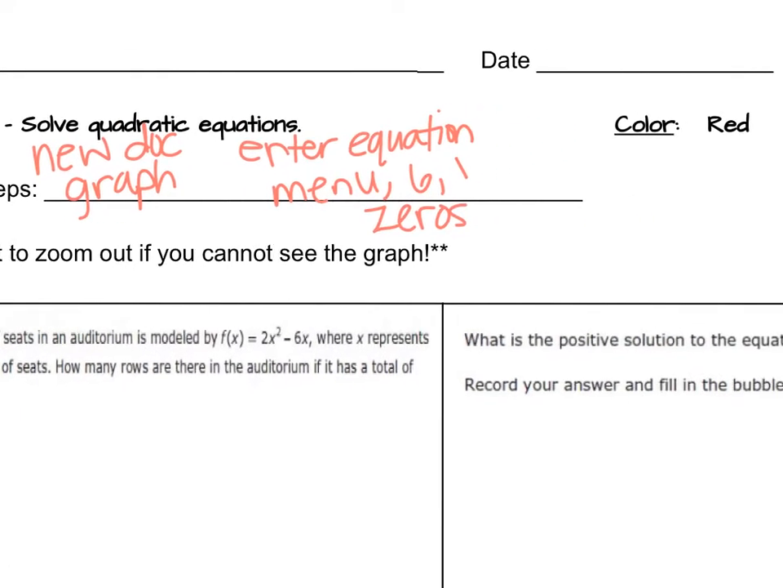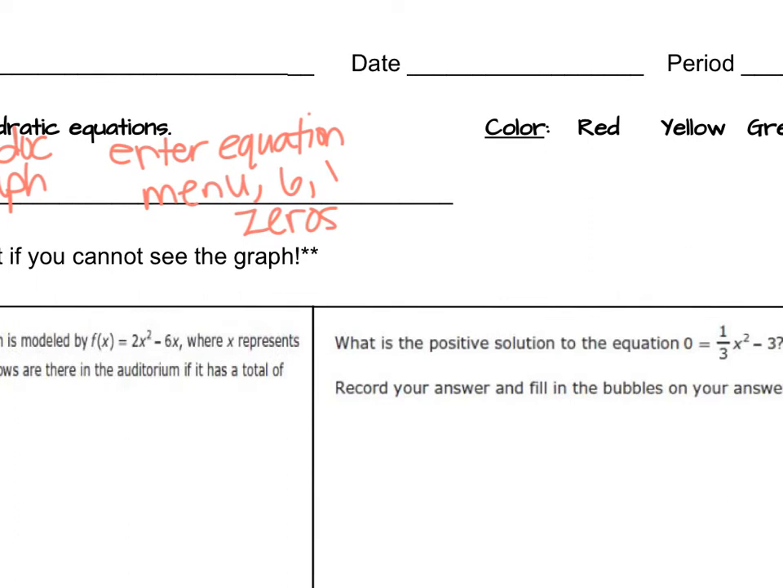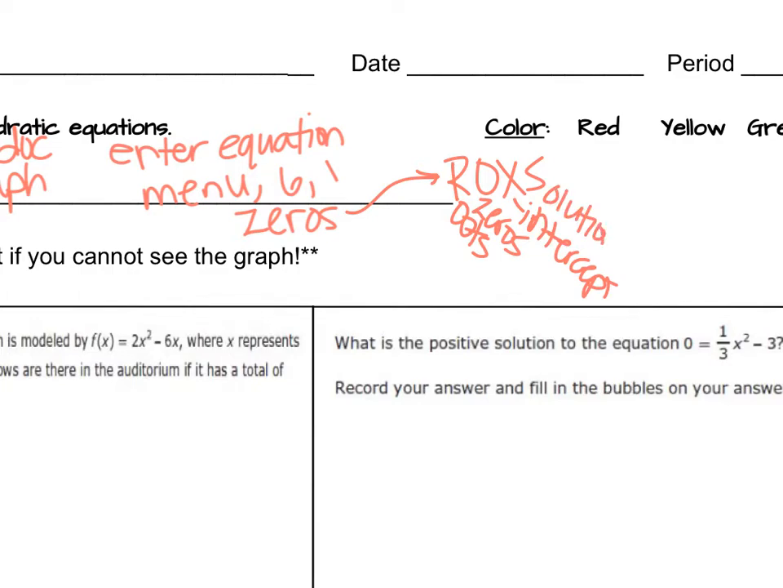Now remember, zeros is another word for all of the other words that we have in algebra for the x-intercept, our ROXS. So R is for roots, O is for our zeros, X is for x-intercepts, and S is for solution.